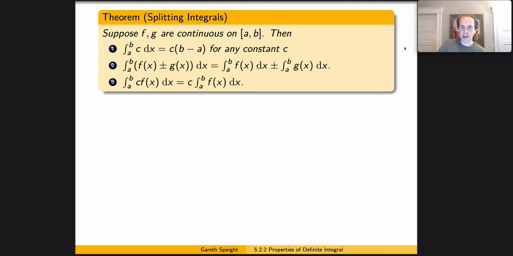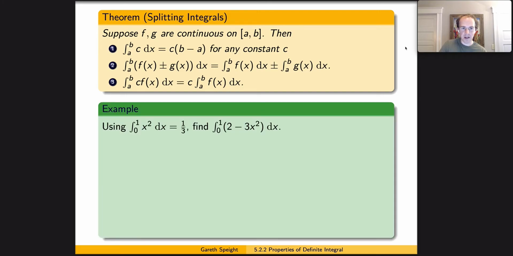It's going to be a constant times the integral of f. And this also makes sense if you think about areas or signed areas, right? c f of x looks just like f of x, except it's stretched by c in the vertical direction. So we have an area that's stretched by c in one of the directions. Okay, the area is going to get multiplied by c, which makes sense.